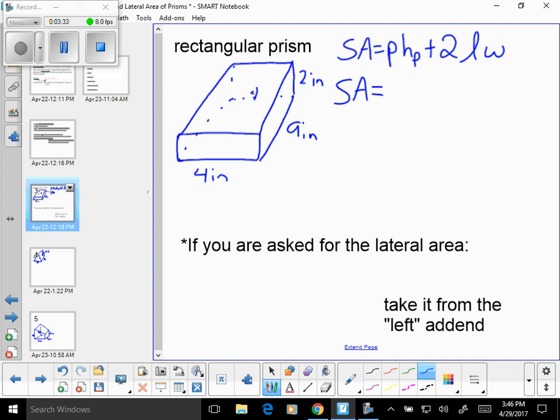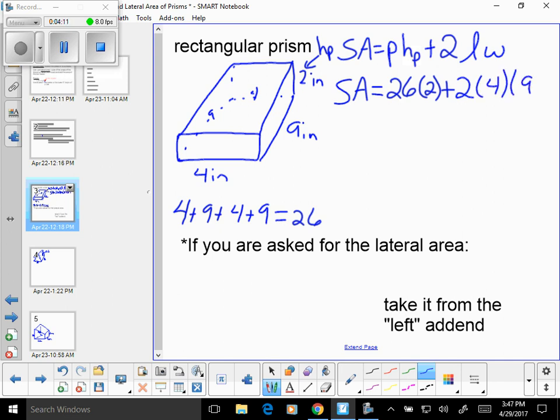So this side would be 4, and this side down here would also be 9. So we're going to add those together. 4 plus 9 plus 4 plus 9. That's going to give us a total of 26. So for perimeter, I've got 26. This measurement right here is the height of the prism. So I'm going to take it times 2. Now, length times width refers to that rectangular base, so that's going to be 4 times 9.